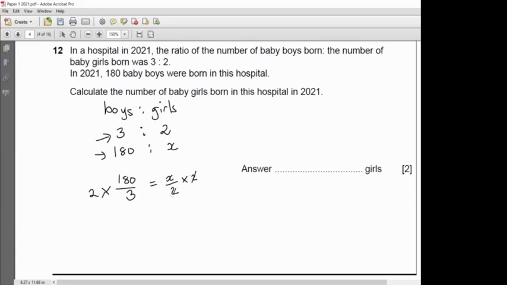So these 2 will cancel. So here I have 2 times 180 divided by 3. This is equal to 120. So I have 120 is equal to X. That means that X is equal to 120. And X represents girls. So there were 120 baby girls born at that hospital in 2021.